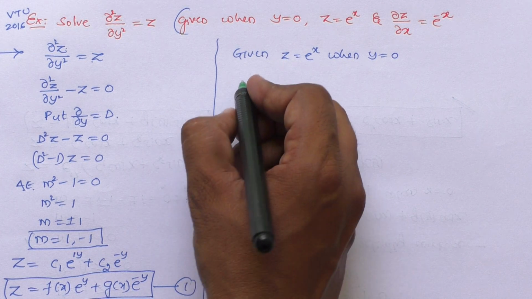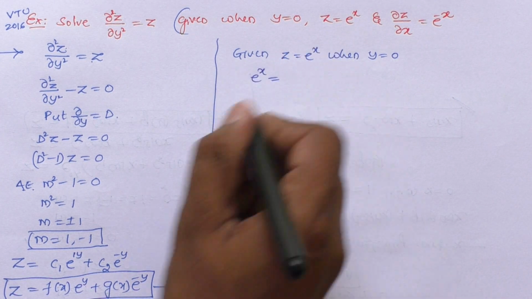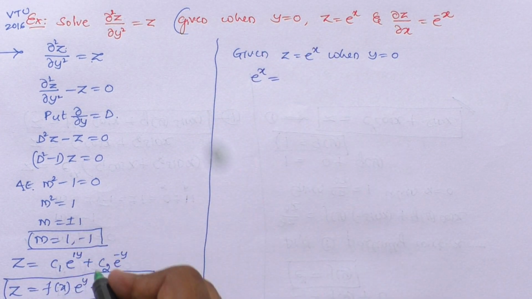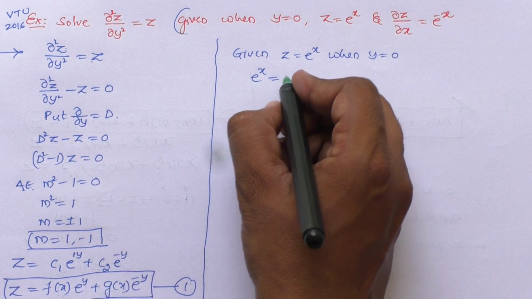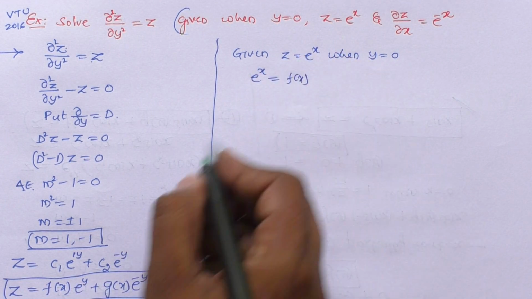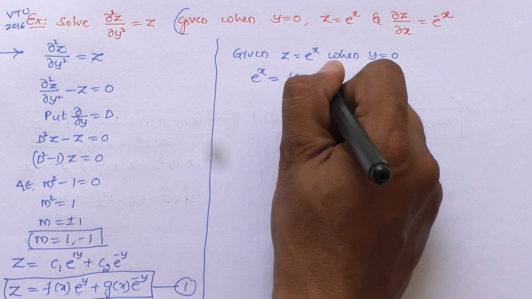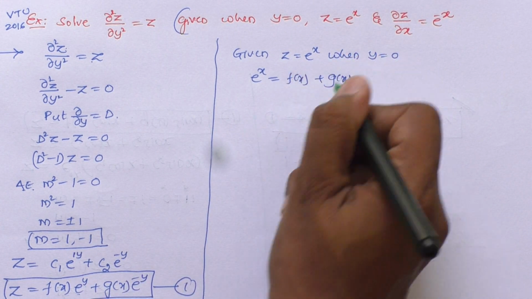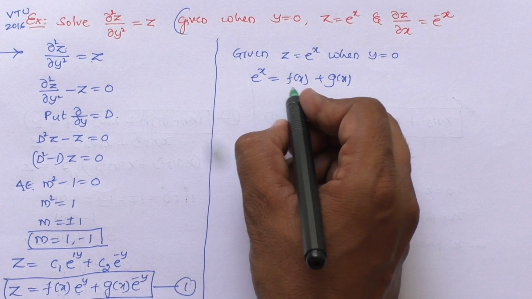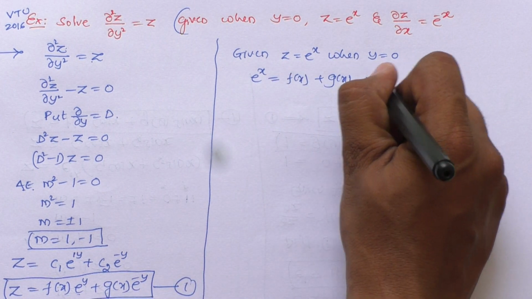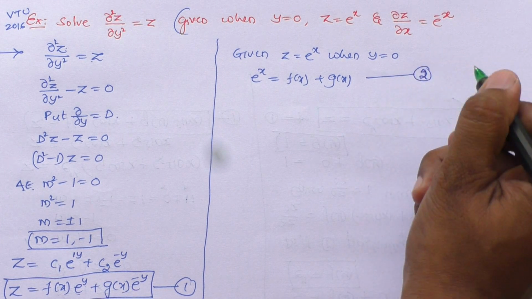So now z equal to e raised to x when y is 0. So f of x into e raised to 0 plus g of x into e raised to 0, e raised to 0 is 1. So f of x plus g of x equal to e raised to x. Take this as equation number 2.